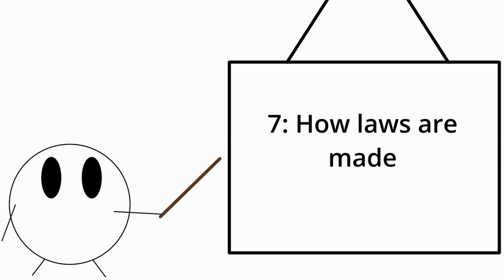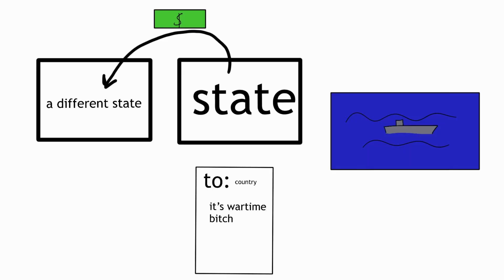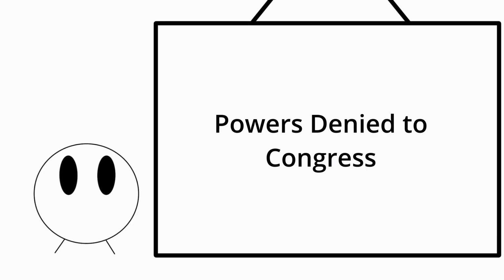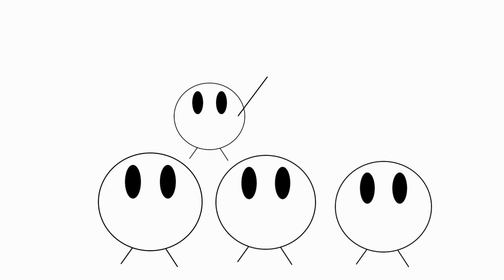I know Schoolhouse Rock won't be invented for a couple hundred years, but just think about that song, alright? 8 describes the 18 clauses Congress is allowed to make laws about. Interstate commerce, the Navy, declaring war, that kind of stuff. And the last section is the powers denied to Congress. Stuff like revoking the writ of habeas corpus.